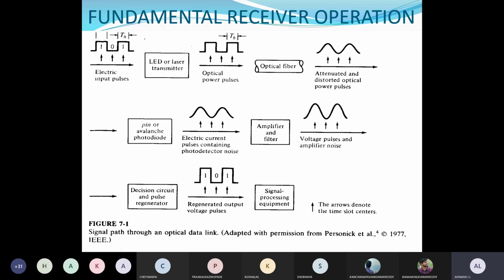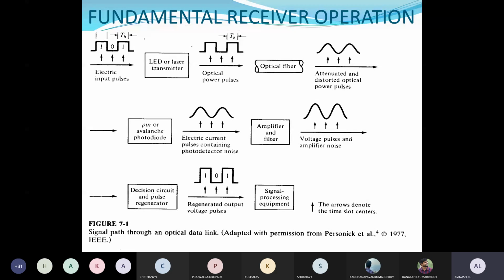In the electric input pulses, you can see there is 1, 0, 1. That means we are talking about electric pulses. 0 means it is at origin, and 1 means a pulse is generated. It's a very simple concept. The square wave is also one type of electrical pulse.